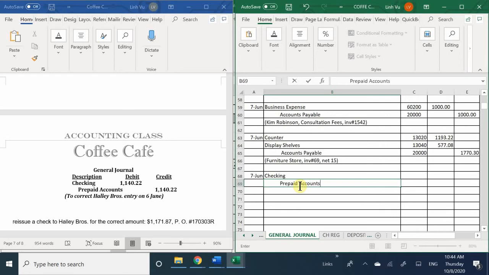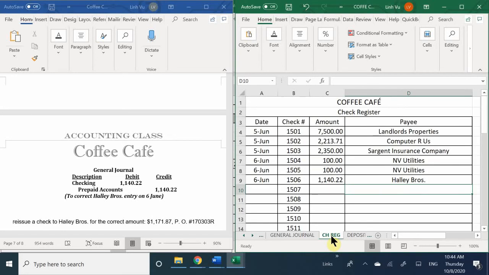Now, again, we're going to go into our check register. We're going to find that check for the 1140, right? Here it is. I'm going to go ahead and note here that it is going to be voided. Boom. I voided my check. Okay?